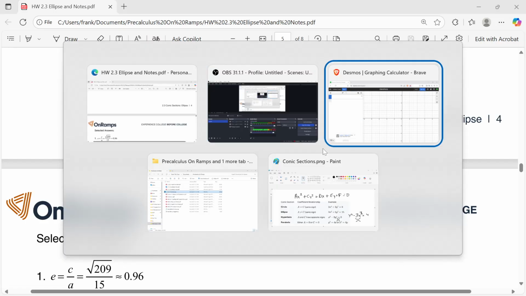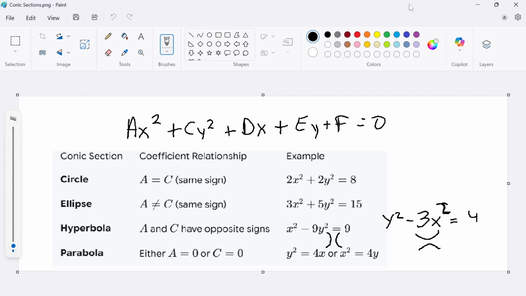This video is about completing the square in conic sections. And here's something about conic sections so you know which kind you're dealing with. If you have Ax squared plus Cy squared plus Dx plus Ey plus F equals 0, if it's a circle, A equals C.